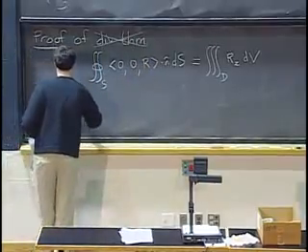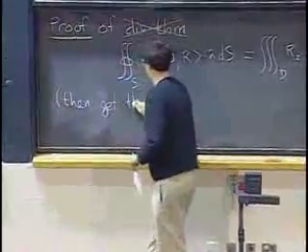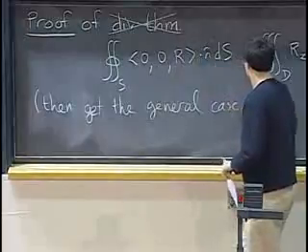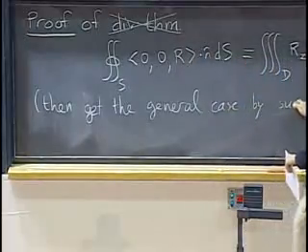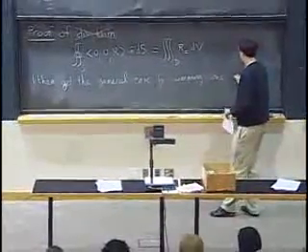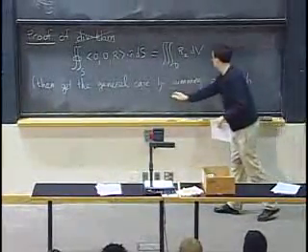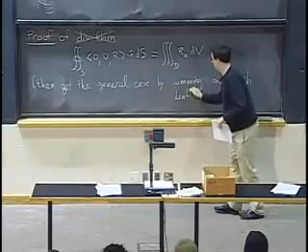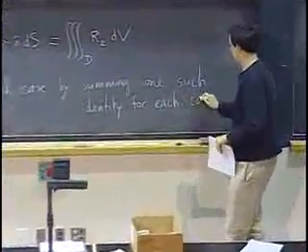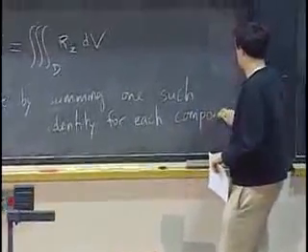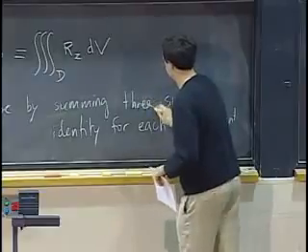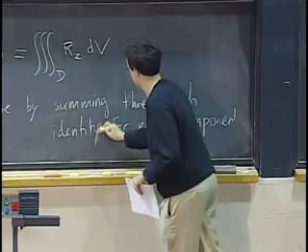So then we get the general case by summing one such identity for each component. I should say three such identities, one for each component.